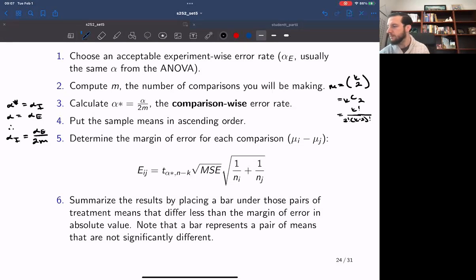It's easy. All right, then what we have to do is build the margin of error for each comparison. So the margin of error is the t-value on alpha star, which is alpha I, n minus k degrees of freedom, times the square root of MSE times the square root of 1 over ni plus 1 over nj.